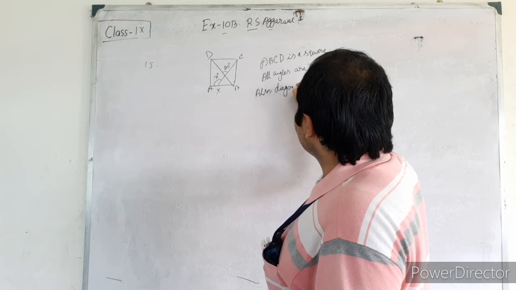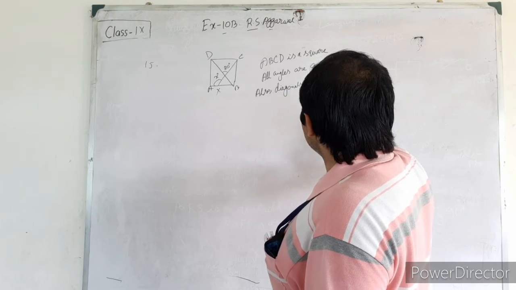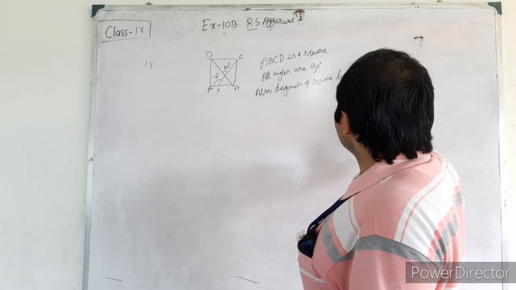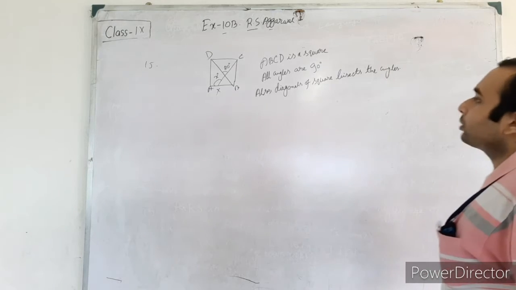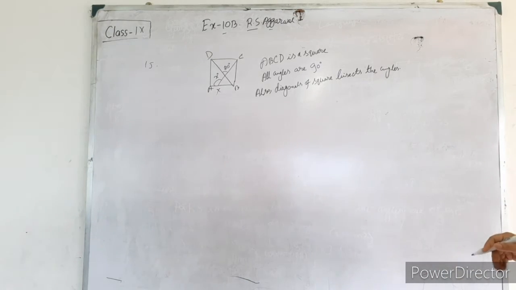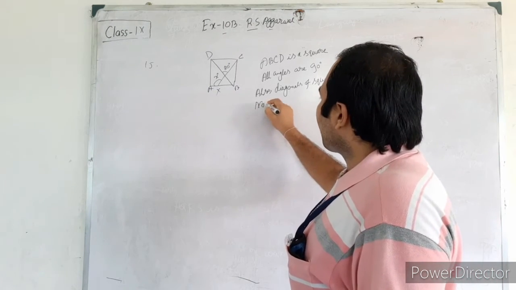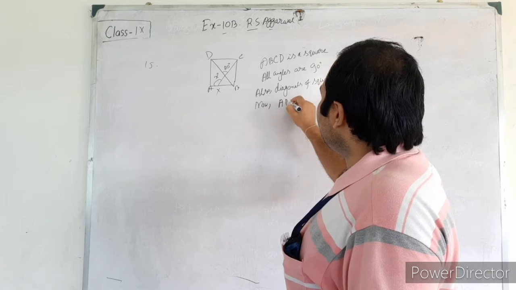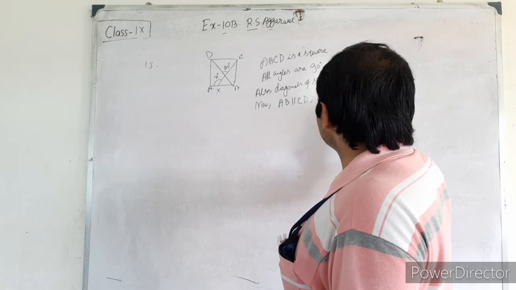Also, diagonals of a square bisect the angles. This is one property also: diagonals of the square bisect the angles. Actually, that property holds for the parallelogram. Okay, so now AB is parallel to CD, BD is the transversal.